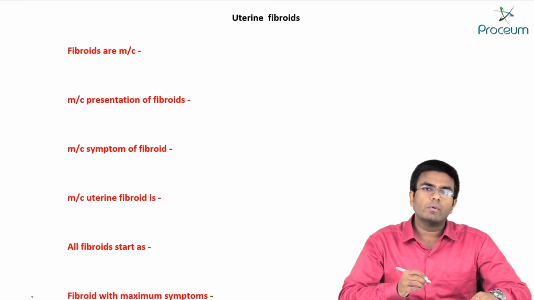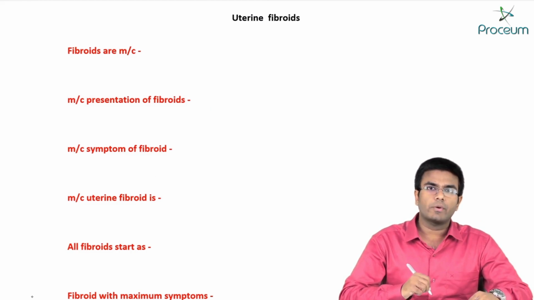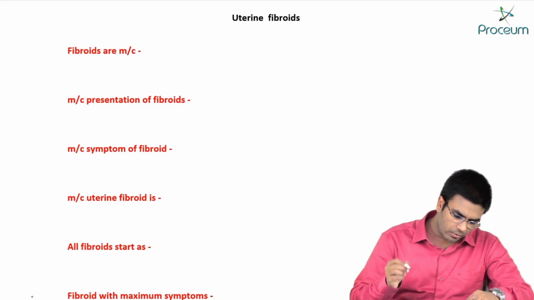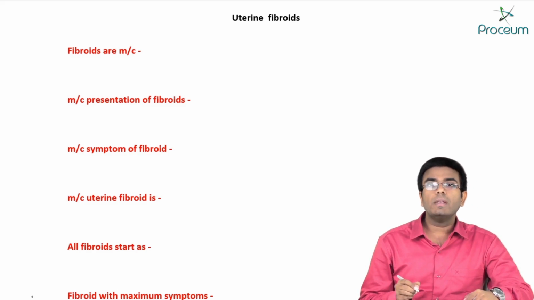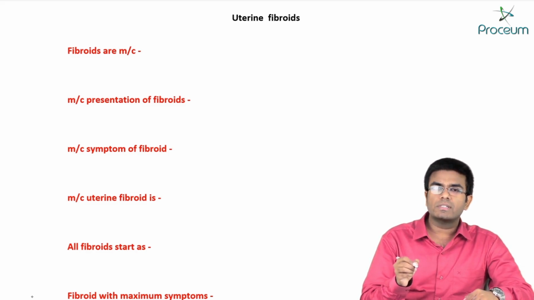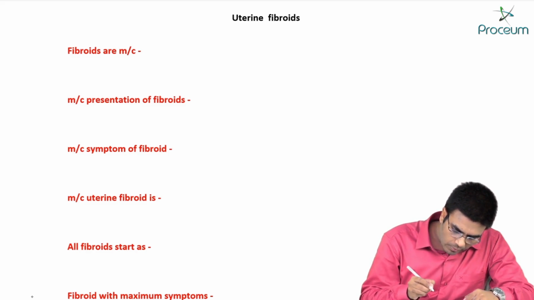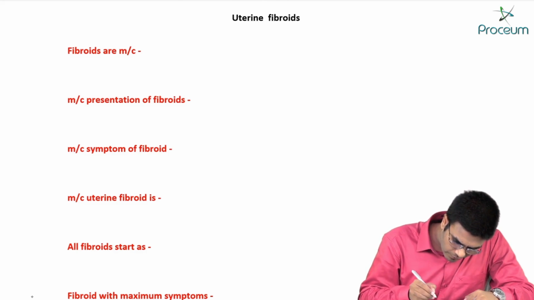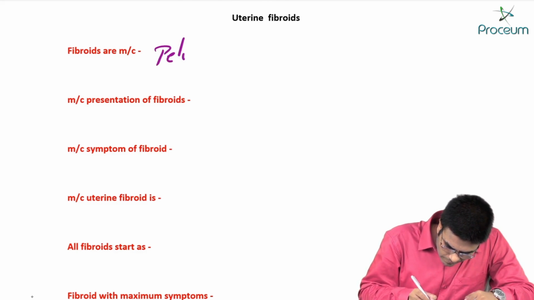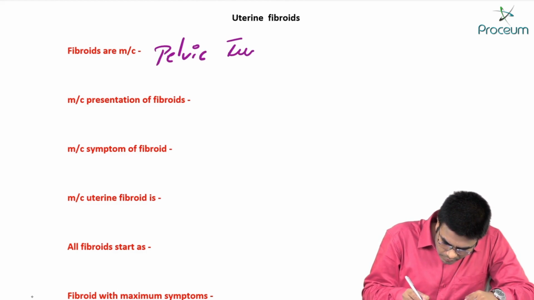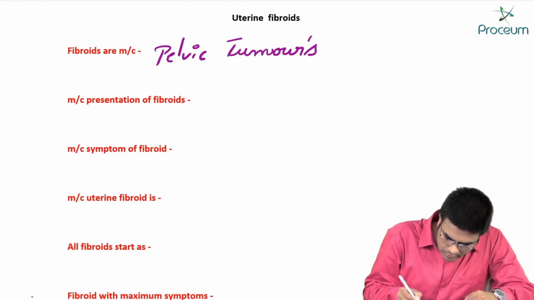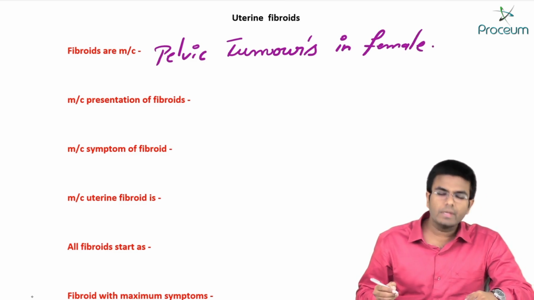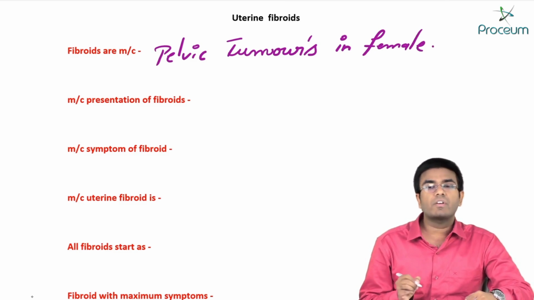Okay, students. Now, let's continue with the topic of uterine fibroids. What are fibroids? Fibroids are benign tumors in the uterus. Fibroids are the most common pelvic tumors in a female. So, what are the most common pelvic tumors, guys? They are fibroids. So, let's write. Fibroids are most common pelvic tumors in female.